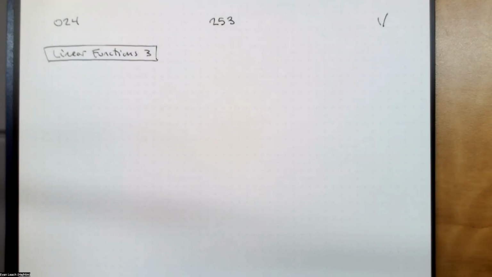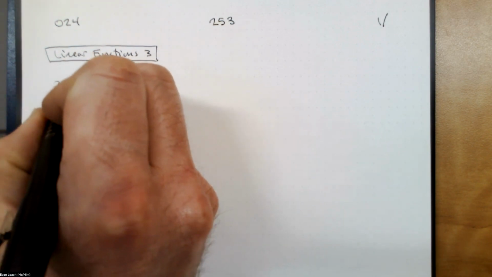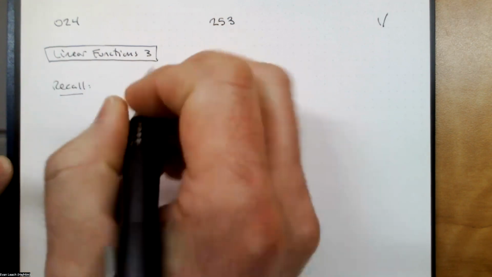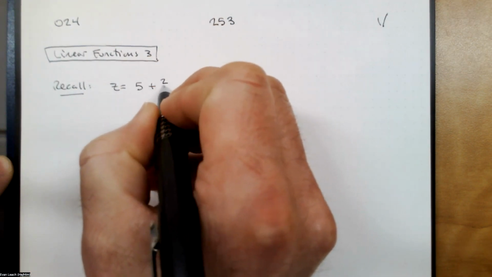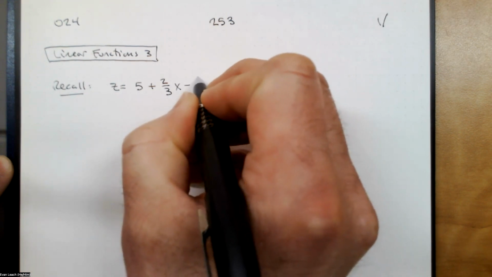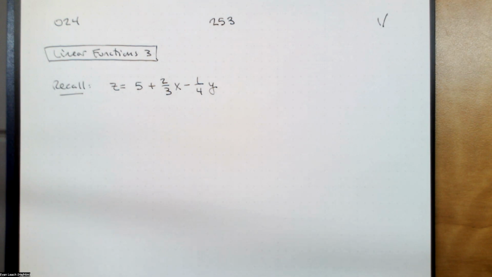Today, we want to take another look at linear functions. Yesterday, we had an example of a linear function. If you would recall, I don't want to replicate the entire table. Z is equal to 5 plus 2/3 x minus 1/4 y.